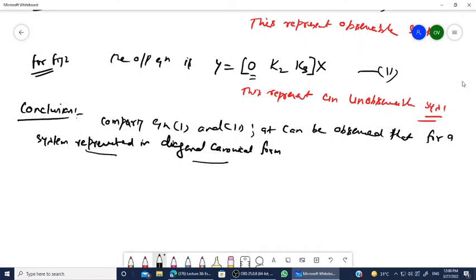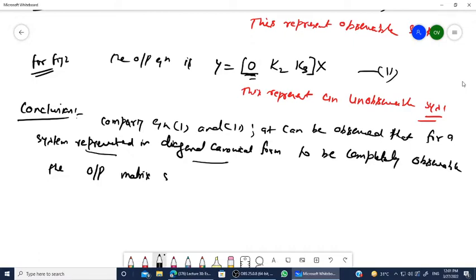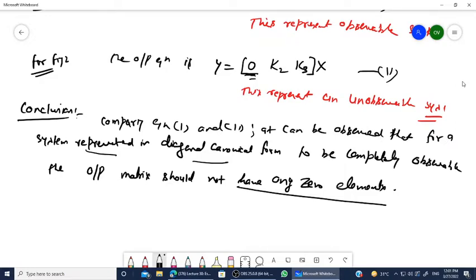It can be observed that a system represented in diagonal canonical form is said to be completely observable if and only if the output matrix does not contain any zero. If one of the state variables is not connected with the output, it means simple: to be completely observable, the output matrix should not have any zero. And this is a very important line, and this is nothing but what is known as the Gilbert test criteria.